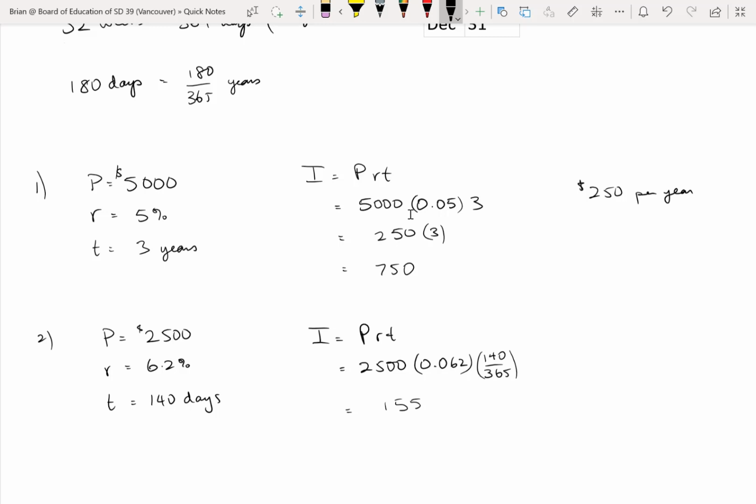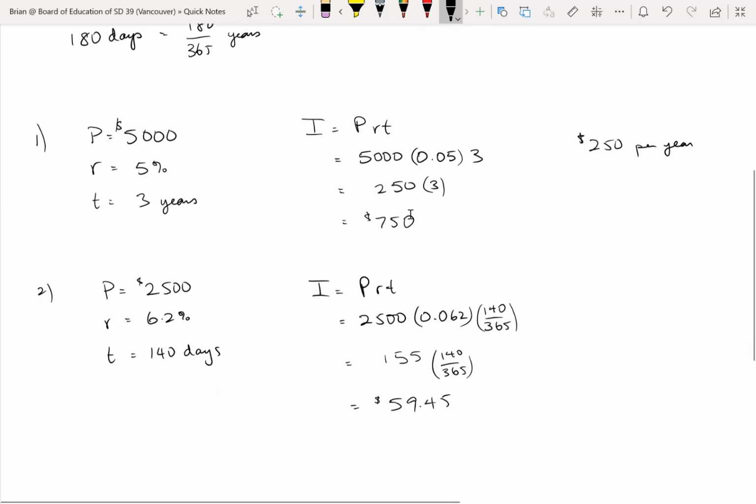My estimate was 150. And then we still need to multiply that by 140 over 365. And we get $59.45. All right, so we should probably just add the dollar sign there at the end. So $59.45. That's pretty close to our ballpark. Now, it wasn't exactly $59.45.